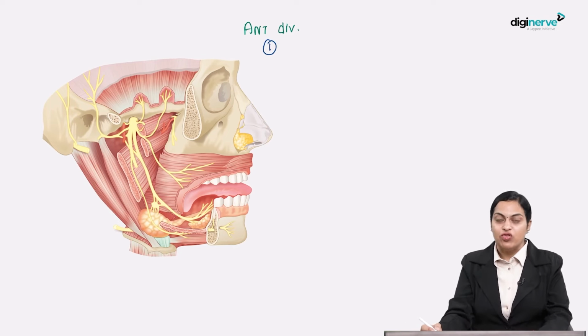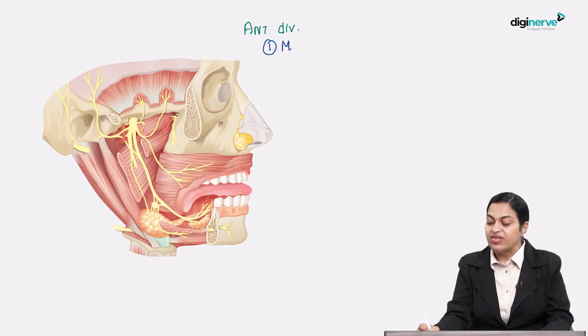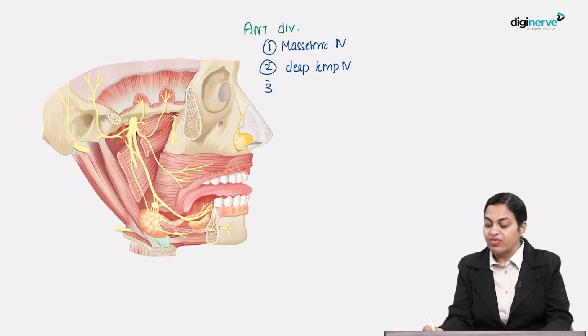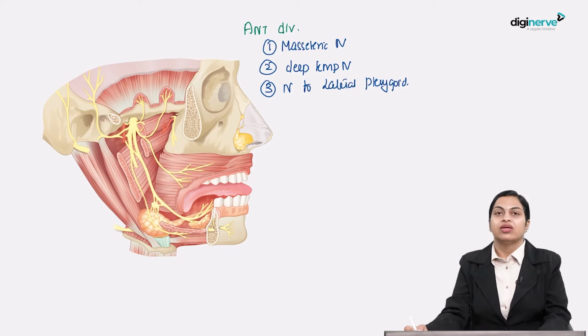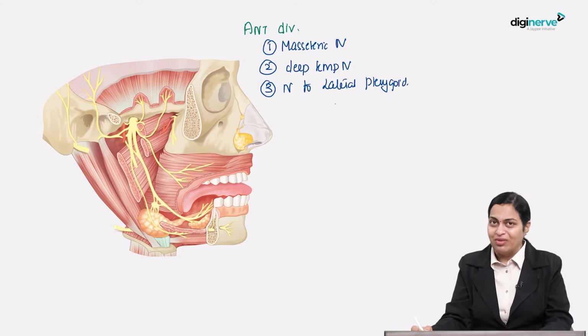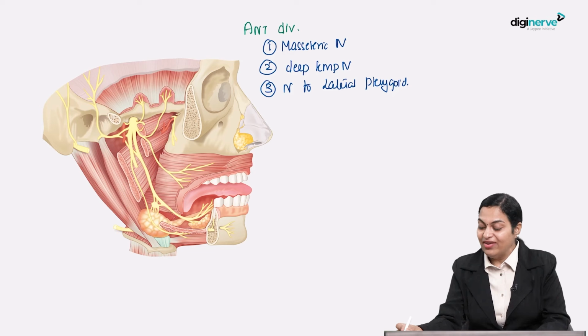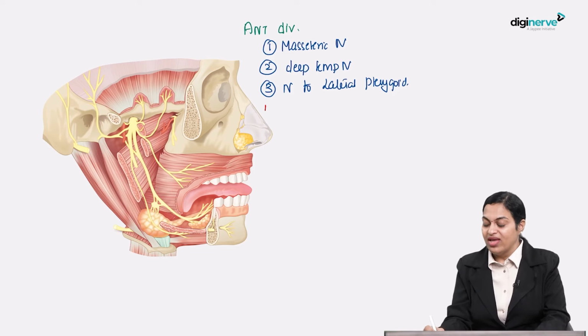They supply the muscles of mastication. So, the masseteric nerve that supplies masseter muscle, the deep temporal nerves that supply the temporalis muscle, the nerve to lateral pterygoid. The nerve to medial pterygoid also comes from mandibular nerve, but from which part of the mandibular nerve? From the trunk, isn't it? And one more nerve, very important, the buccal branch of mandibular nerve.